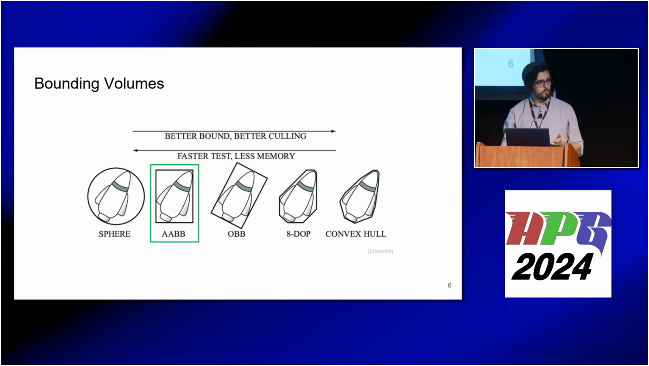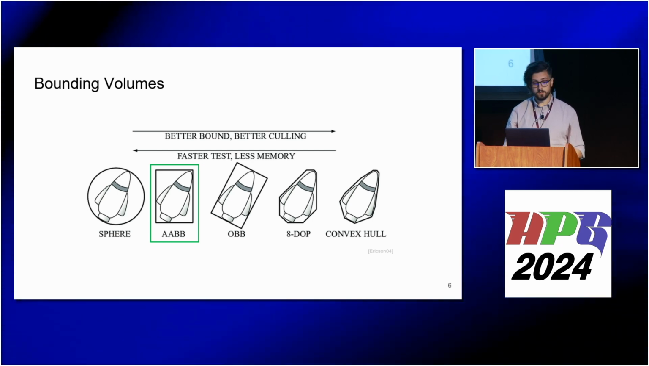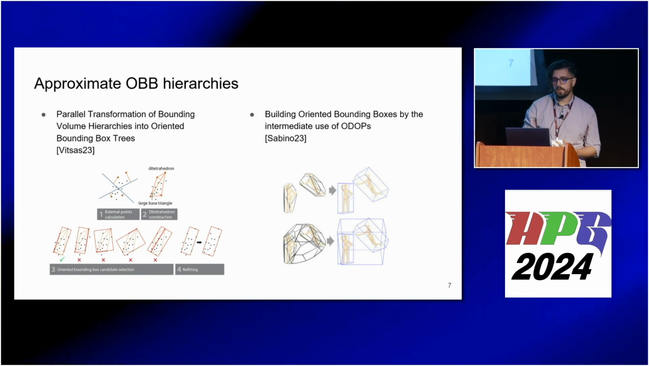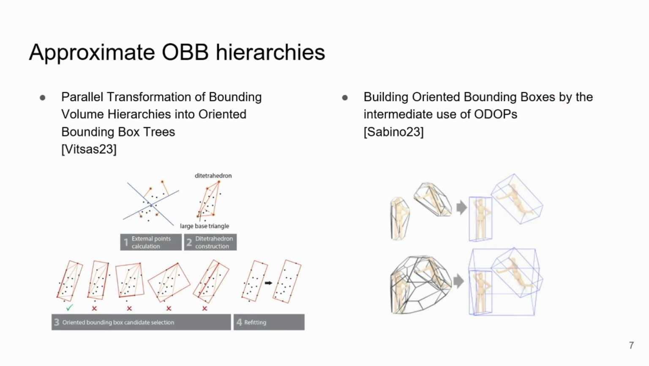And to this end, these more complex structures were also extensively researched. And here I will mention two works from the last year by Vicas et al. and Sabino et al. And they have two things in common, or maybe more than two, but I will mention two. So both of these works produce a hierarchy of approximate OBBs, or oriented bounding boxes. And both, during the construction process, use an intermediate representation for the bounding volume in the form of k-DOP, or discrete orientation polytope. So we wanted to take a closer look and better understand these k-DOPs, and that's what we did.